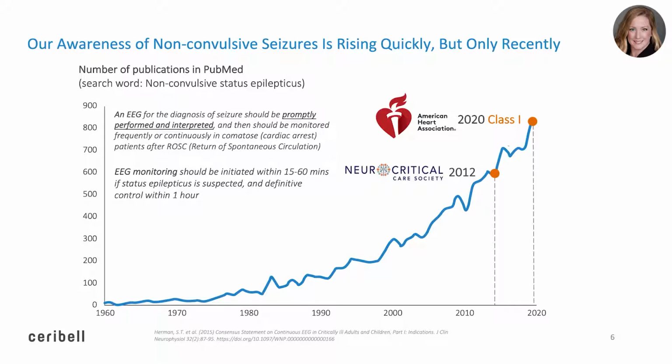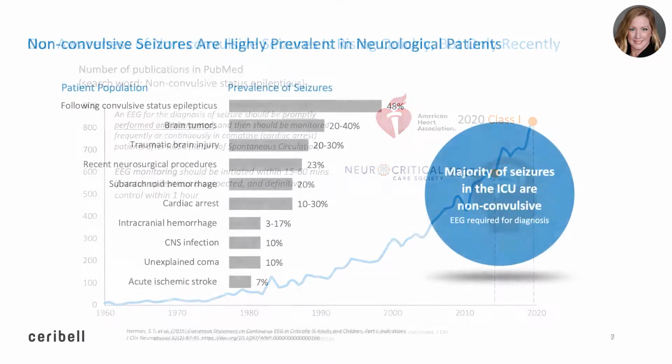Most recently, in October of 2020, the AHA has now included EEG in its post-arrest algorithm, stating an EEG for the diagnosis of seizure should be promptly performed and interpreted, and then should be monitored frequently or continuously in comatose cardiac arrest patients after ROSC. I am anxiously awaiting the new research yet to come since the guideline has been established.